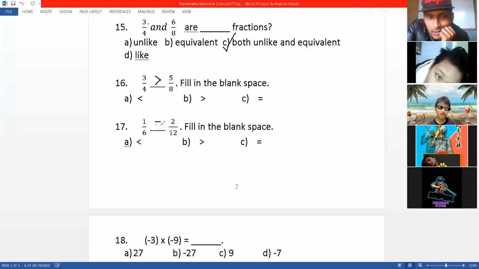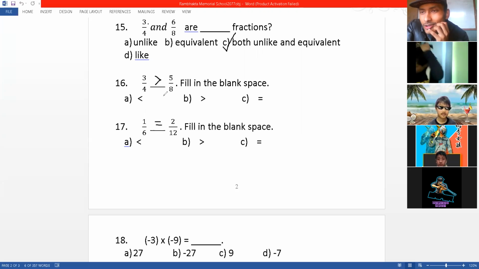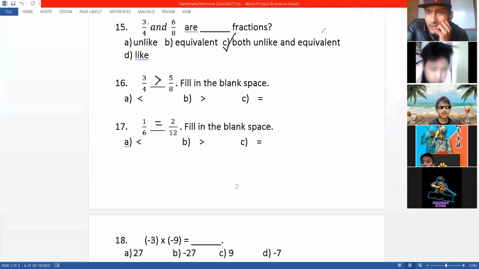Oh. So you need to make them like terms, right? And then you can decide. Just looking at this, you cannot decide, right? So you have to multiply by 2 up and down, you get like terms, and you see 6 by 8 and 5 by 8. You can say 6 by 8 is greater. I have taught you that. I don't know how many of you did it.